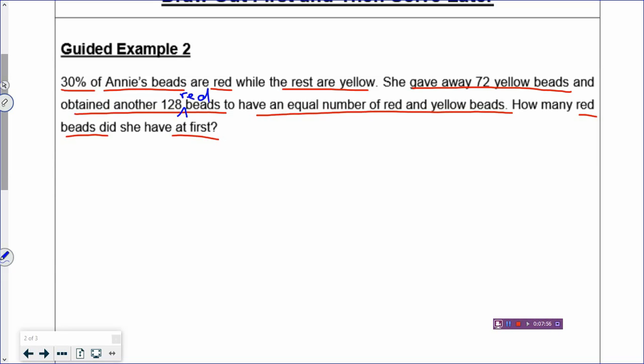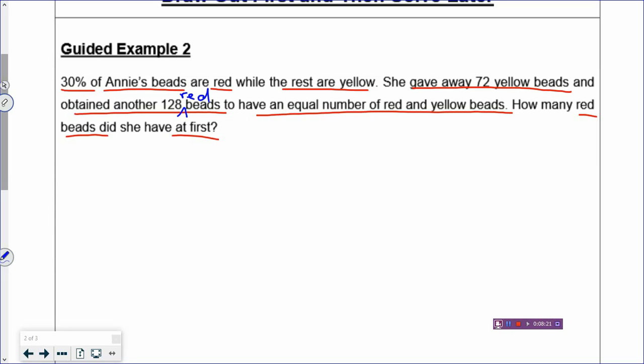Okay, so what is unchanged? Now, everything has changed. Right, you give away yellow beads, so you have lesser. You take some more red beads, so you have more. And how about the difference? Did she give away equal number of yellow and red? No. Did she obtain equal number of yellow and red? Also don't have. So the difference is unchanged. Everything changed in this problem.